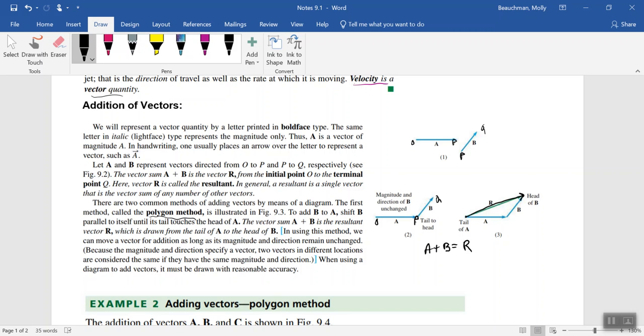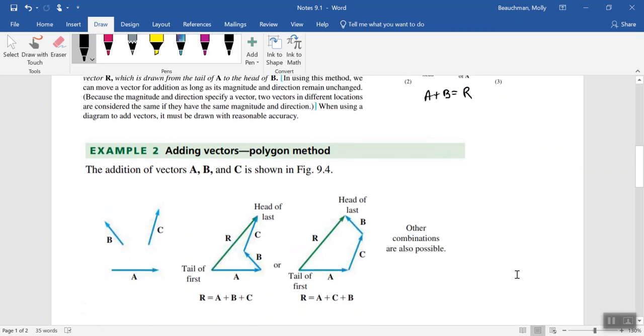So in using this method, we can move a vector for addition as long as its magnitude and direction remain unchanged. Because the magnitude and direction specify a vector, two vectors in different locations are considered the same if they have the same magnitude and direction. So if we're using a diagram, which we are in this section, you have to draw them accurately.